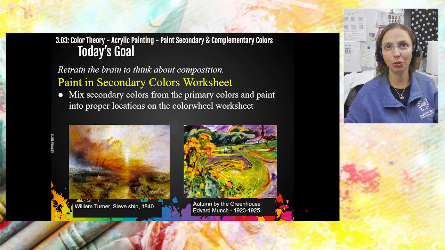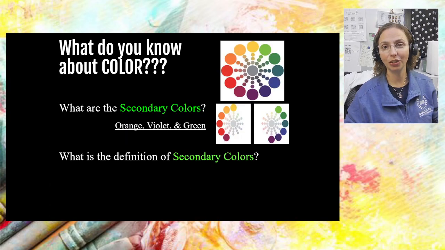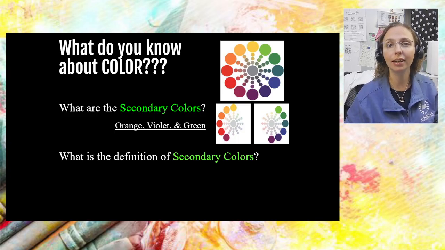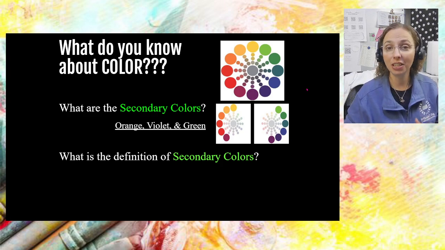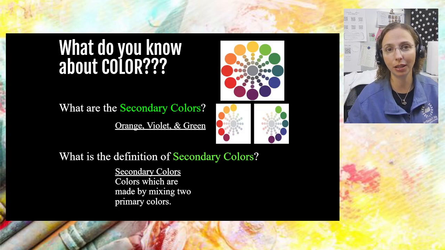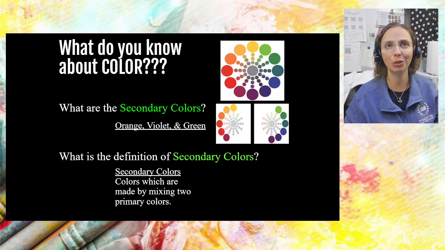So let's review what secondary colors are first. The three examples of secondary colors are orange, violet, and green. And my question to you would be, how do you make those secondary colors? So how would you make orange? The official definition of secondary colors tells us that secondary colors are colors which are made from mixing two primary colors. So how do you make orange? Well, you mix red and yellow to make orange.